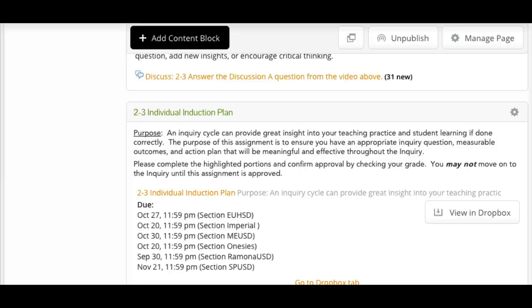So as you all know, prior to starting an inquiry, each participating teacher must have their individual induction plan reviewed and approved before they begin. There are a few reasons for this that I'm sure that you know. This piece of structuring their inquiry can go a long way towards making it successful.